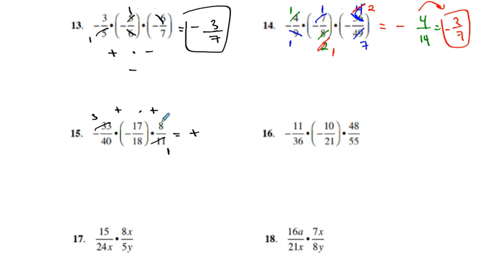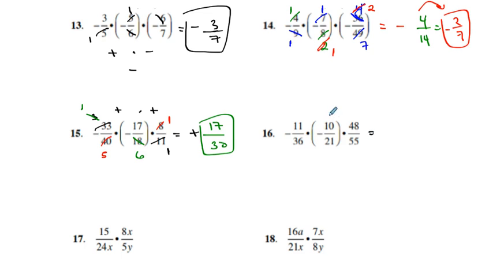We got 8 and 40. 8 goes into itself once. 8 goes into 40 5 times. And then I noticed 3 and 18. 3 goes into itself once. 3 goes into 18 6 times. My numerators are 1, 17, and 1, and that's just going to be 17. My denominator is going to be 5, 6, and 1, or just 30. So 17/30 will be my final answer there. And writing positive 17/30 is optional, okay? All right, so 2 negative numbers here again.